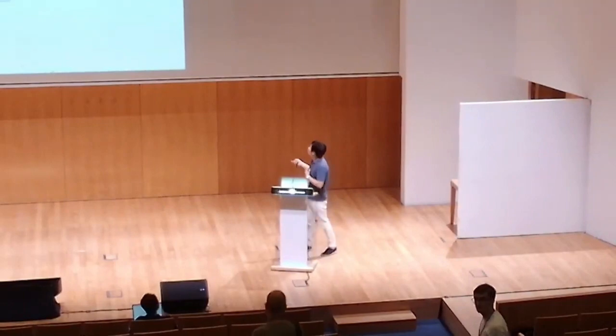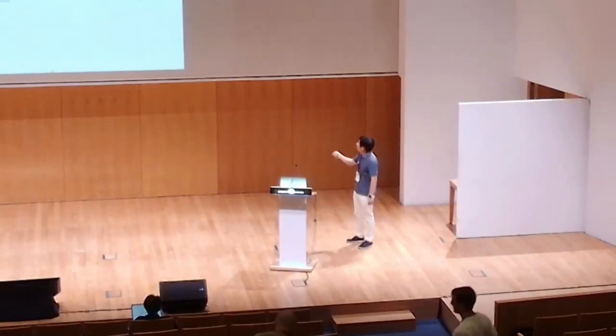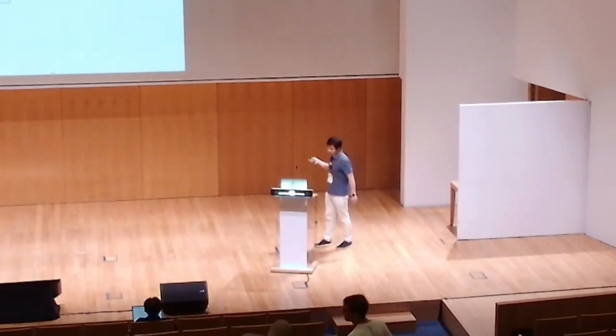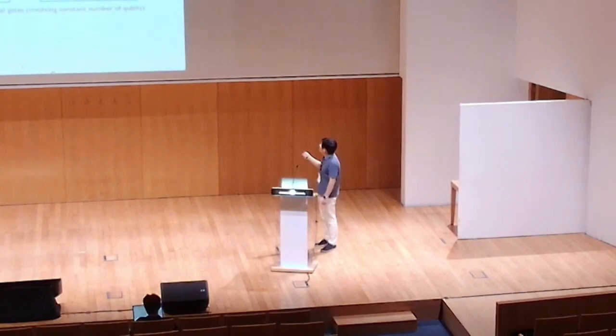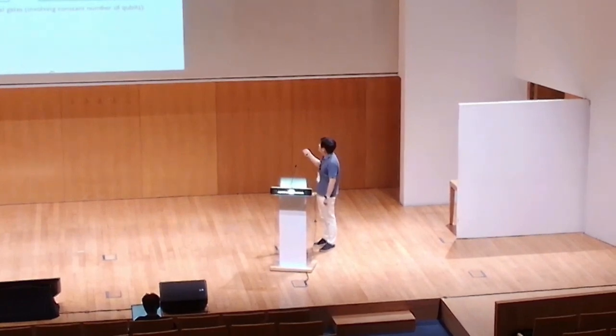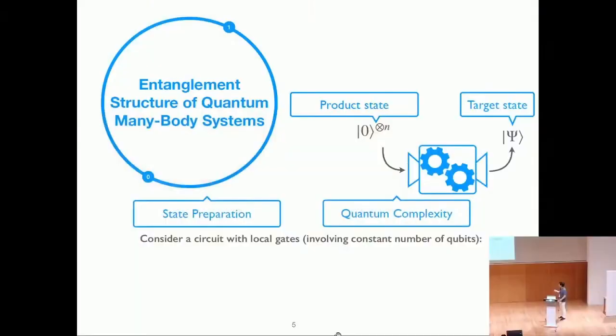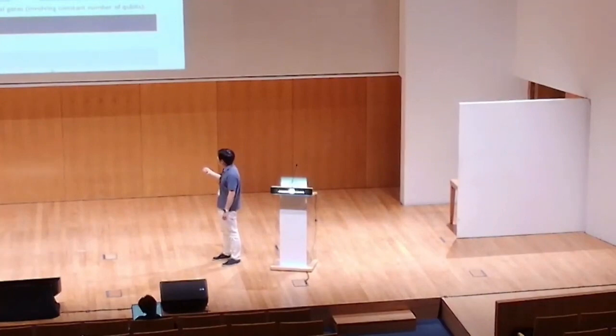This is useful for state preparation for actual experiments, such as quantum simulation or quantum engineering. Now it also helps understand the quantum complexity of these states. In particular, it can relate the complexity of the many-body state with the complexity of the quantum circuit. So typically, we will consider a circuit with local gates, such that each involves only a constant number of qubits, such as two-qubit gates. And the complexity of the many-body state can be quantified with the depth of the quantum circuit.